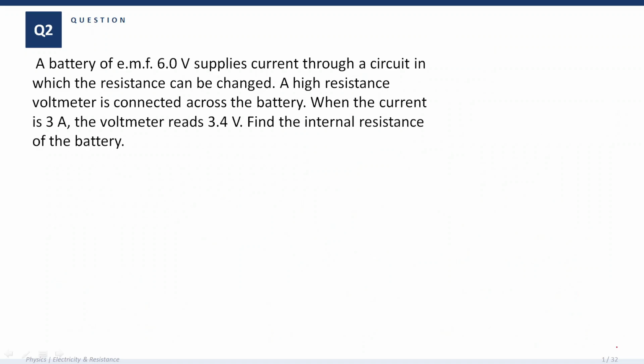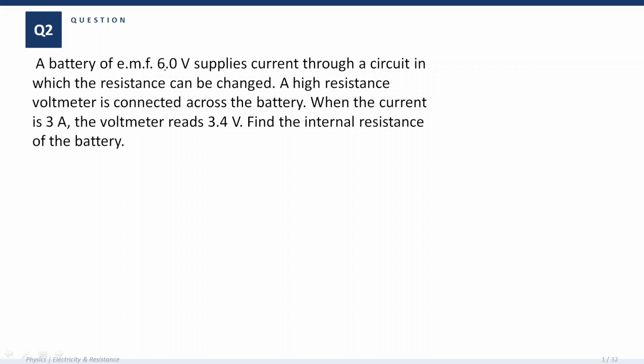Question 2. A battery of EMF 6 volt supplies current through a circuit in which the resistance can be changed. A high resistance voltmeter is connected across the battery. When the current is 3 amperes, the voltmeter reads 3.4 volt. Find the internal resistance of the battery.